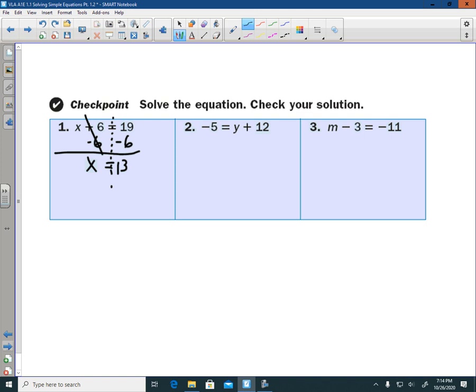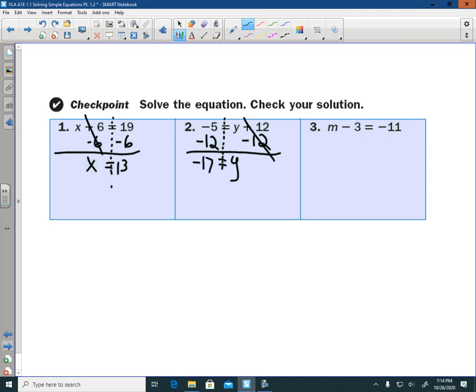Yeah, great. What about number 2? What would you do first? I hope you said you'd subtract 12, because in order to get y by itself, you want to get rid of the 12 that's with it. And the only way to do that is by subtracting 12. If you have 12 bucks, you have to get rid of 12 bucks in order to have $0, although I don't know why you would. But don't forget you have to do the same thing to both sides. And now these cancel. We have y on this side, and negative 5 minus 12 is negative 17.